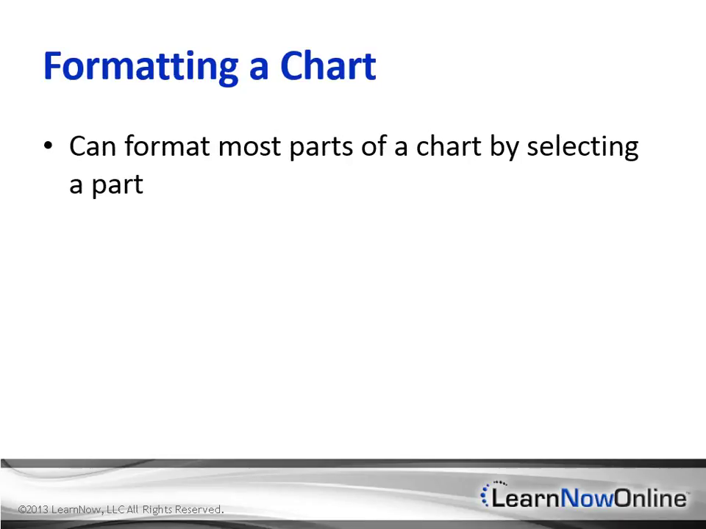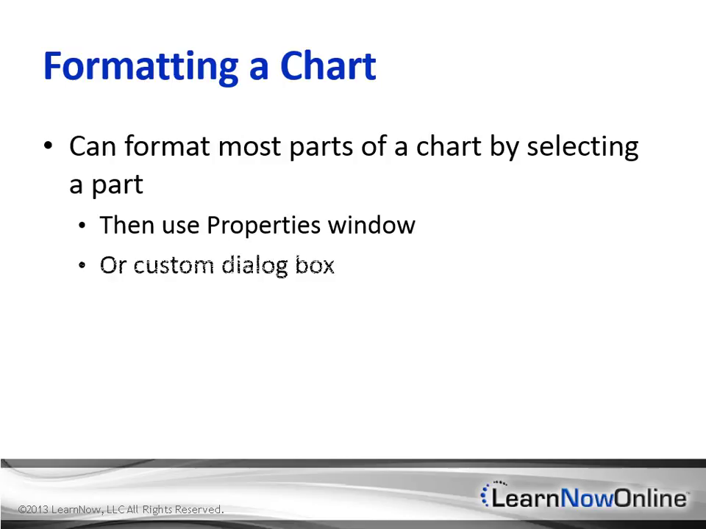You can format most parts of a reporting services chart by pointing and clicking on that part. Once you've selected a part of the chart, you can manipulate the properties of that part using the Properties window, or by right-clicking on the part and selecting its Custom Properties dialog box, or using various custom pop-up menu items.